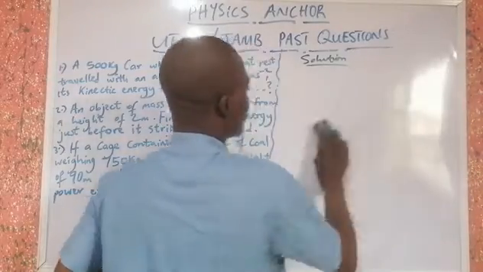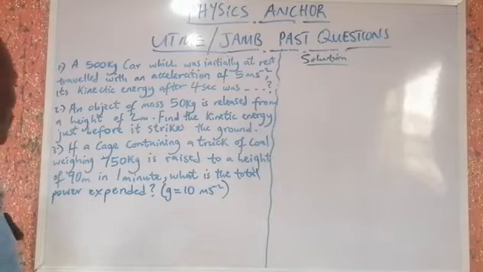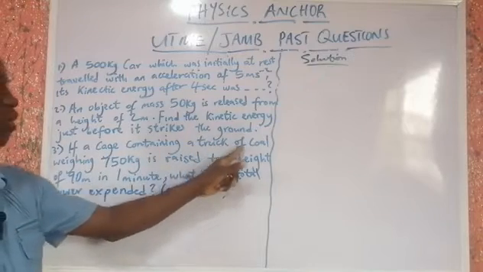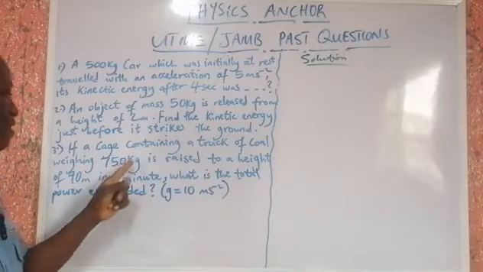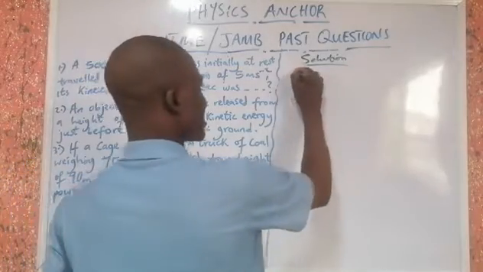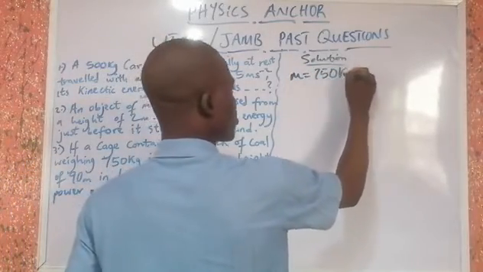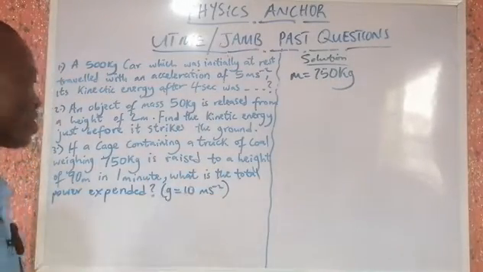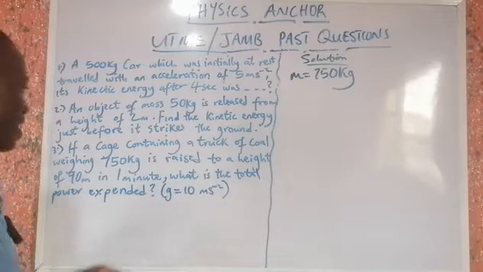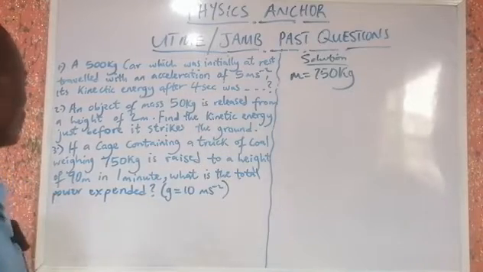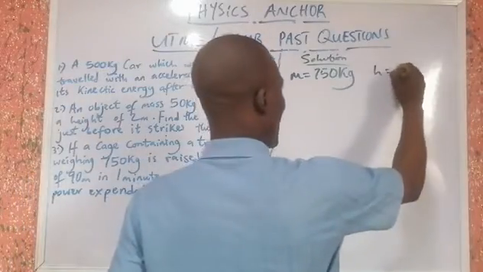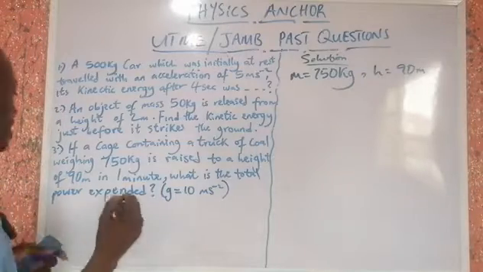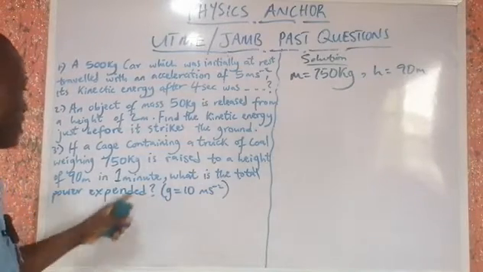Question number 3. All right, you are doing fine if you are seriously moving with me. If a cage containing a truck of coal weighing 750 kilogram, so not to waste our time, let's just write it down. We can always go back to the question if we do not understand it, but you know that the parameters given, you may need them. So just try to actually cite them out like that. Is raised to a height of 90 meter. So I have something like height, so let me just jot it down. 90 meter in 1 minute.